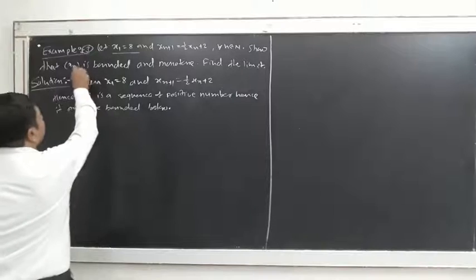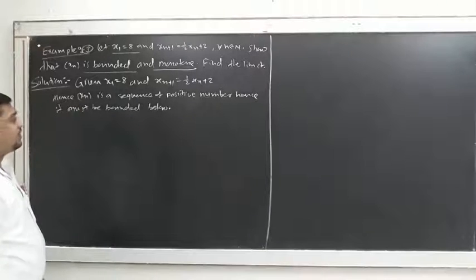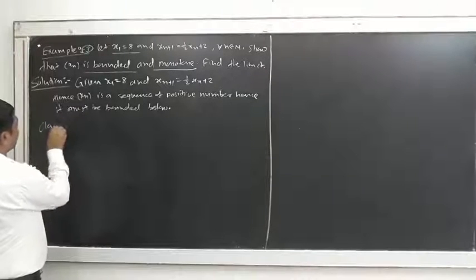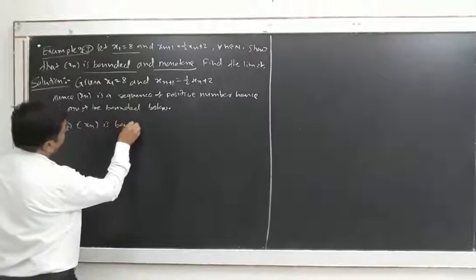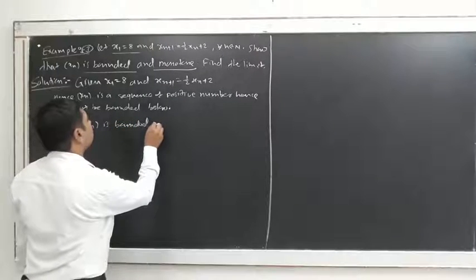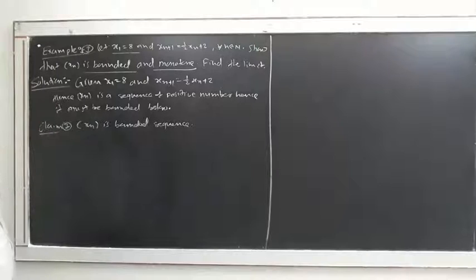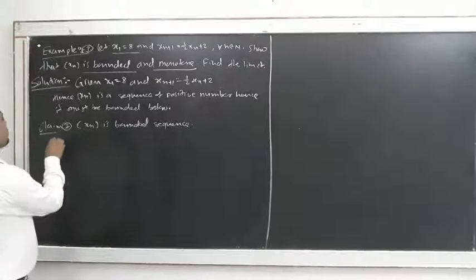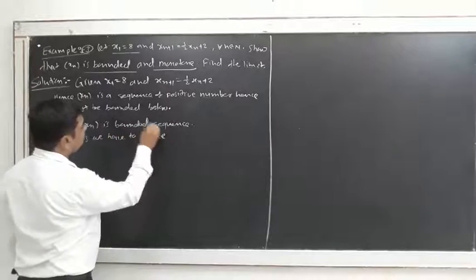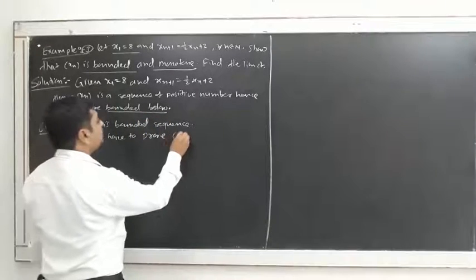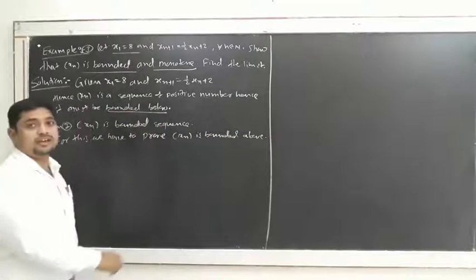What we have to show? We have to show it is bounded, then we have to show it is monotone, and then we have to find the limit. So our first claim: xn is a bounded sequence. It is bounded below already, so we have to prove that xn is bounded above.